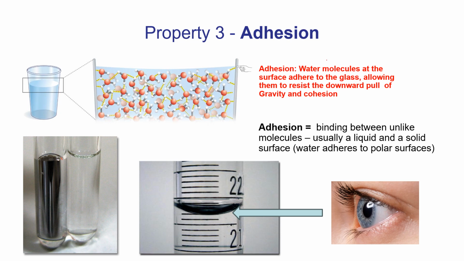And that's why, if you look at, let's say, a test tube, and you look at the surface of water in a test tube, it curves up on the sides. So this is adhesion. We have water molecules that form hydrogen bonds with the glass, and that pulls the water up the edges of the glass a little bit.